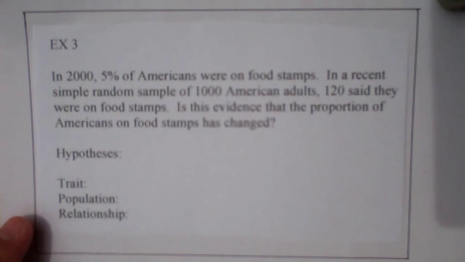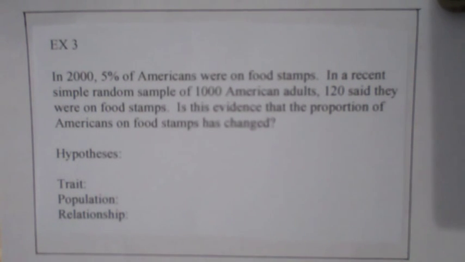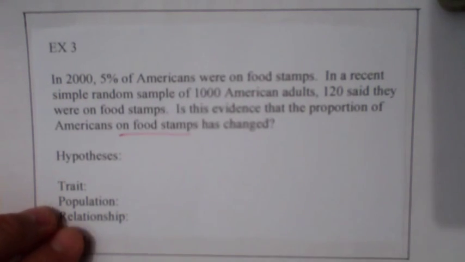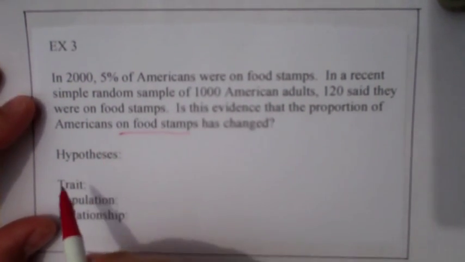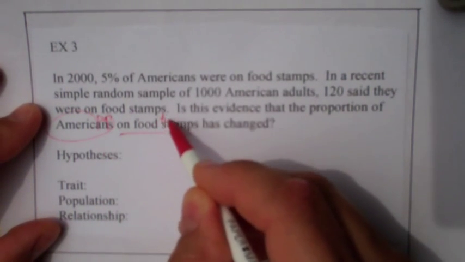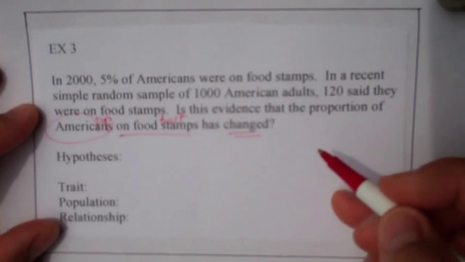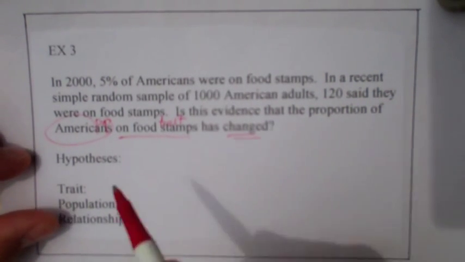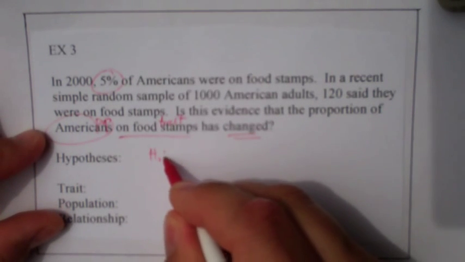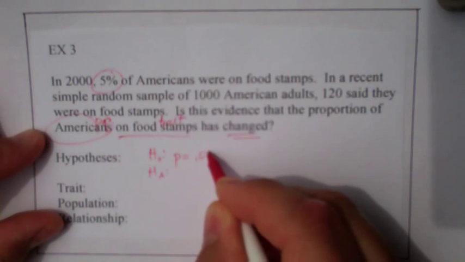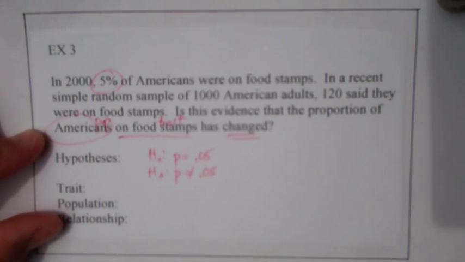And example 3. In 2000, 5% of Americans were on food stamps. In a recent simple random sample of 1,000 American adults, 120 said they were on food stamps. Is this evidence that the proportion of Americans on food stamps has changed? Okay, so the trait is whether someone is on food stamps or not. The population are the American adults. And we're wondering if these things have changed, so the relationship is different from. The percent we're going to be using is 5%. So in our hypothesis, we would write P equal to 5% versus is it different from?